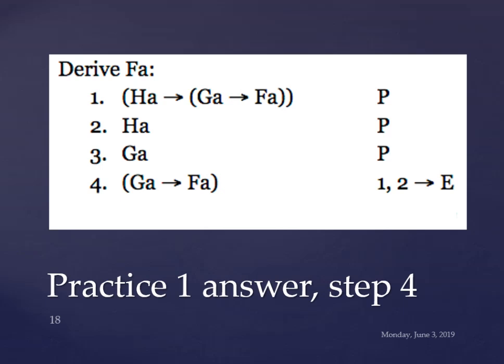Now it's easy to get FA. Do you see why? Well, on line 3 you have GA, which is the antecedent of this conditional. Arrow elimination allows you then to write down FA from 3 and 4.